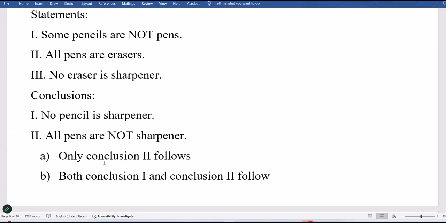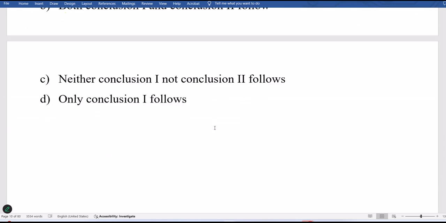Now let's see the next one. This question we discussed in the previous session. Only two follows, the first one does not follow. We have a clear discussion related to this.